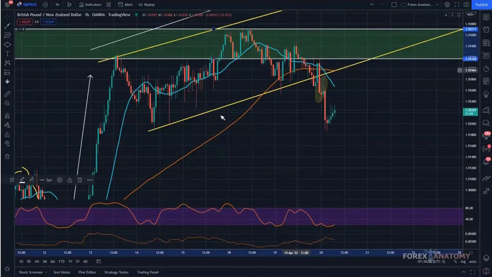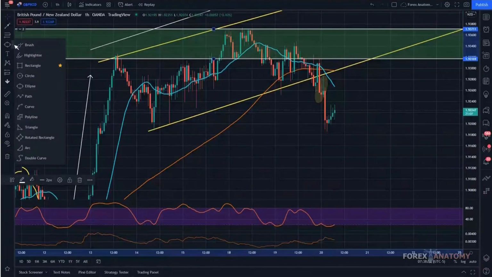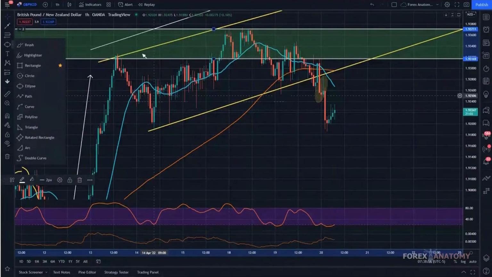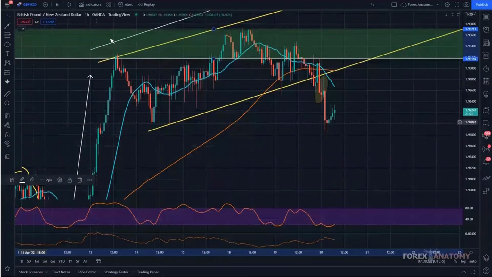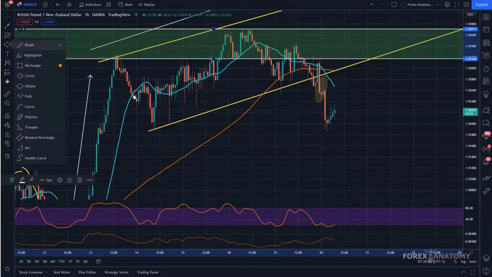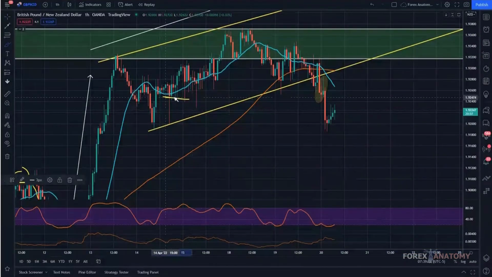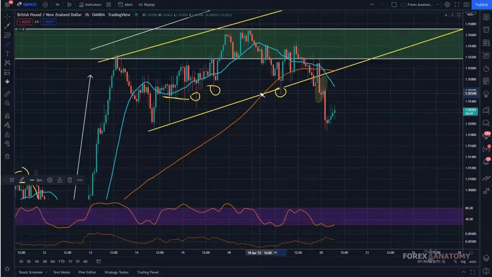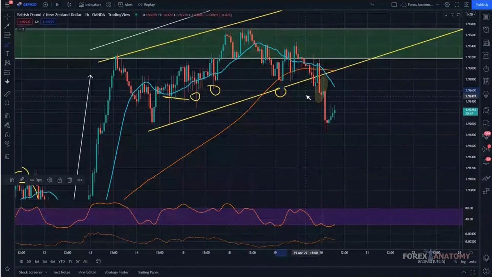So then let me draw in this zone, because we have structure to the left as well. Look left, structure leaves clues. We have structure, this area acted as support, and this right here, this right here, this right here, previous structure as well. So then we know in this area price may find some sellers right here.